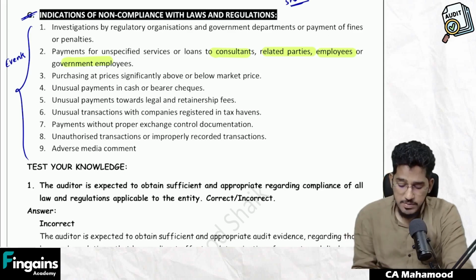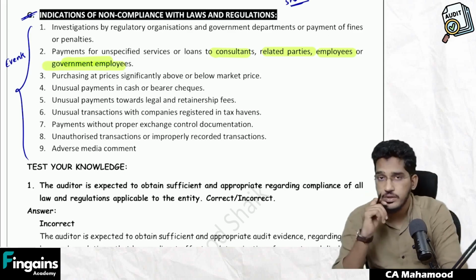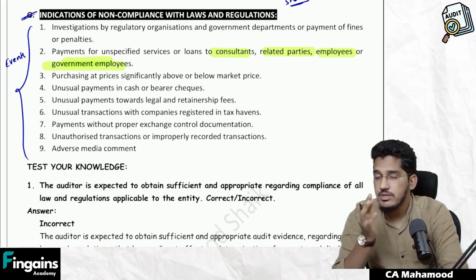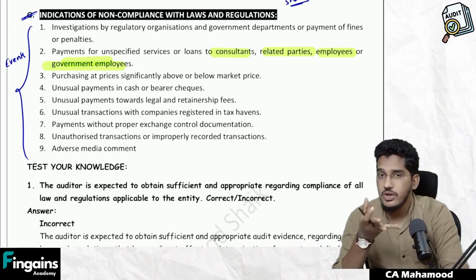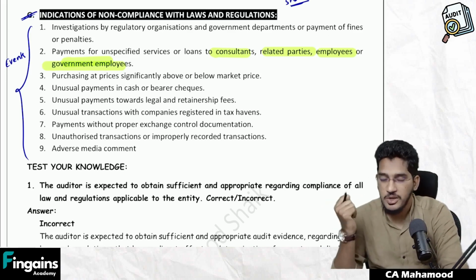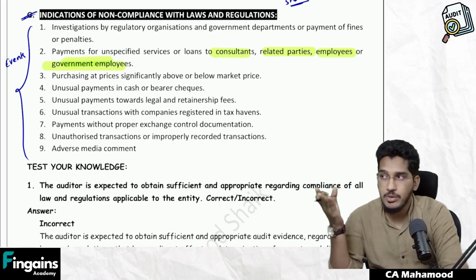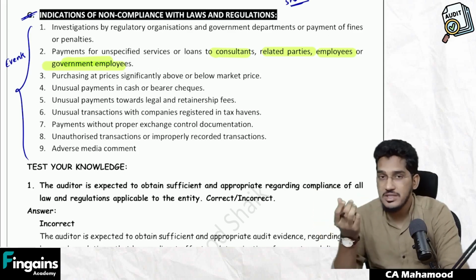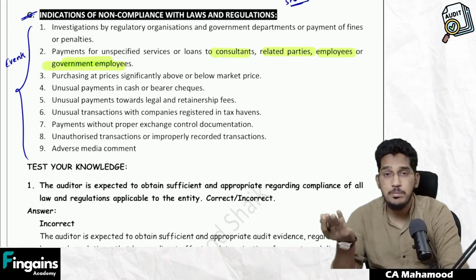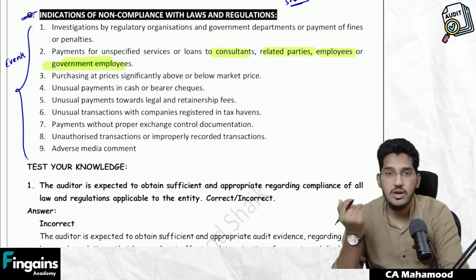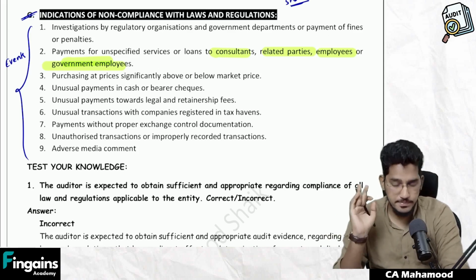Or if you find any unspecified loans given to government employees, you are making payment to government employees without any purpose. That is not a payment, guys. That is a bribe actually. So when you find that your client is making payment to government employees or your own employees or related parties without mentioning any specific purpose, that might be a bribe. That is an indication that your client is violating laws and regulations.